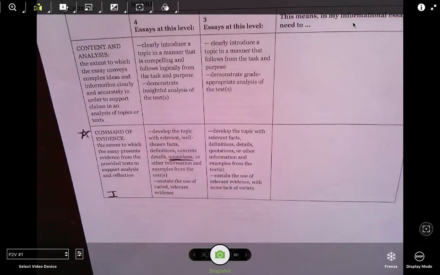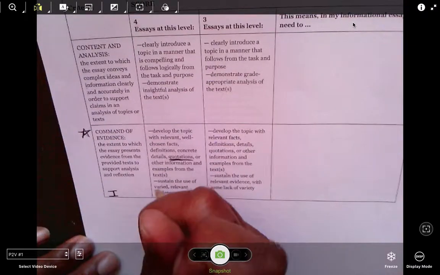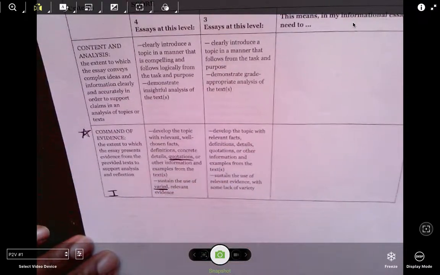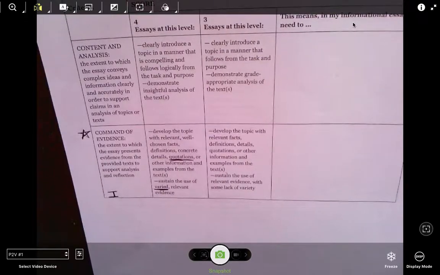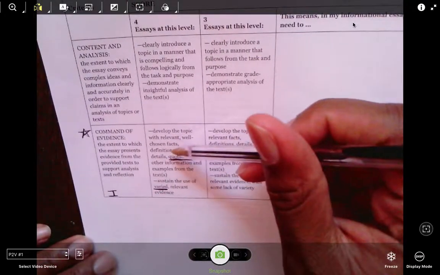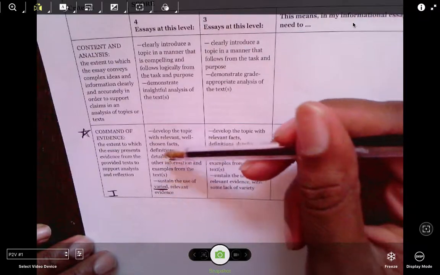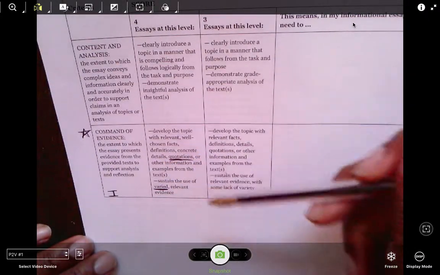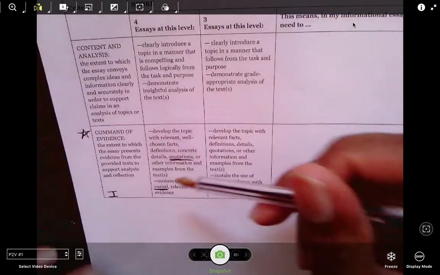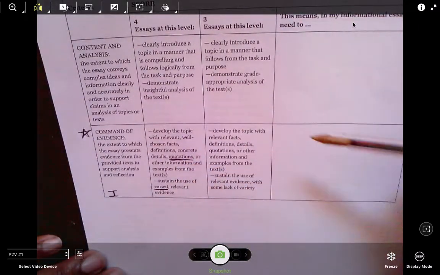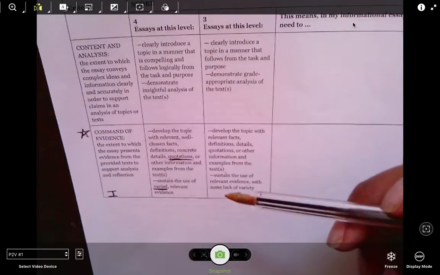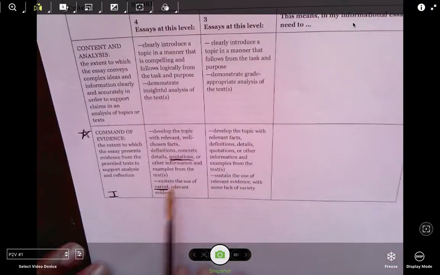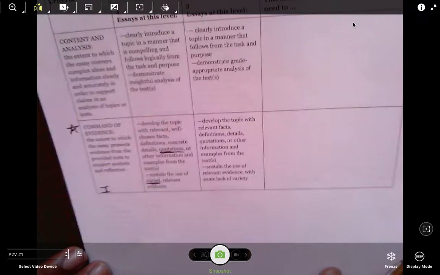It also says sustain, so to keep up, the use of varied relevant evidence. So it does have the word varied. And so by varied, we're talking about a variety. So that would be a combination of chosen facts, definitions, concrete details, quotations, and other information. So that wouldn't just be quote after quote after quote after quote. You need to mix it up some. And if you can mix it up some, then you should be able to score a 4.